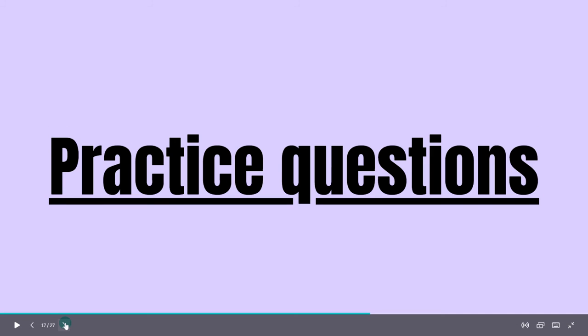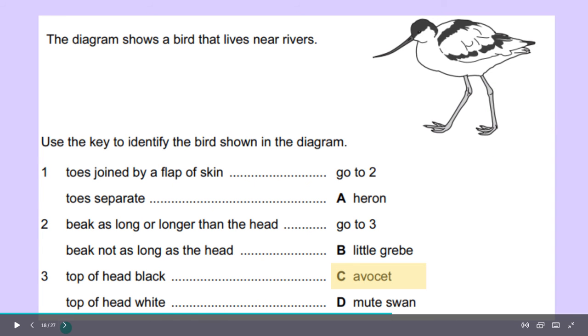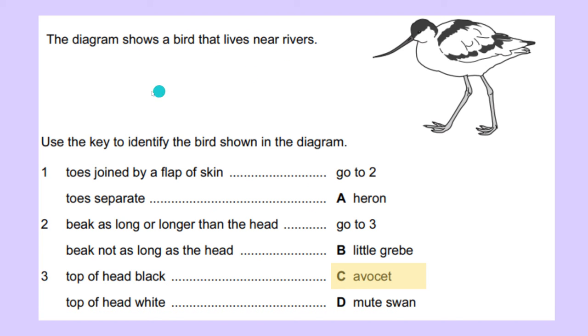Here are some practice questions. The diagram shows a bird that lives near rivers. Use the key to identify the bird shown in the diagram.